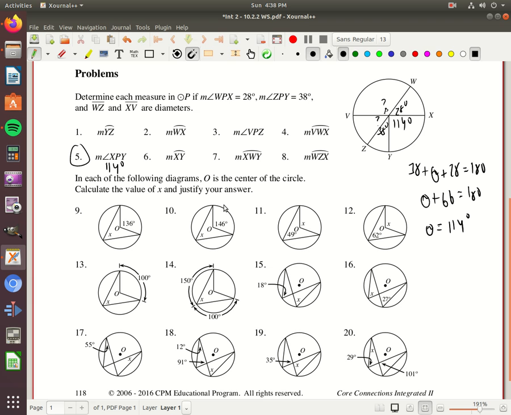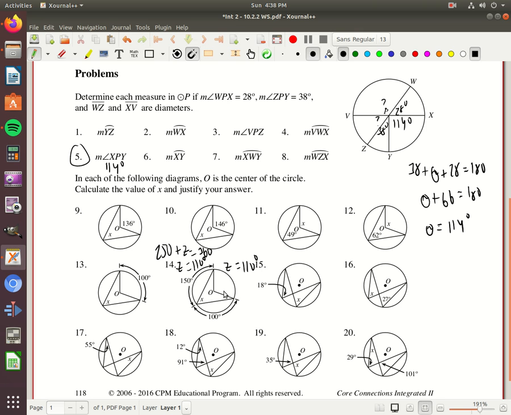They want us to solve for x. So I need to know what this arc length is. Well, I don't know what this arc length is, and I don't know what this intercepted angle is, but I do know that there's 360 degrees in a circle. So if I take 150 plus 100, which is obviously 250, plus my missing angle, or my missing arc, we'll just call it Z, right? It should equal 360. So that means Z would equal 110 degrees.